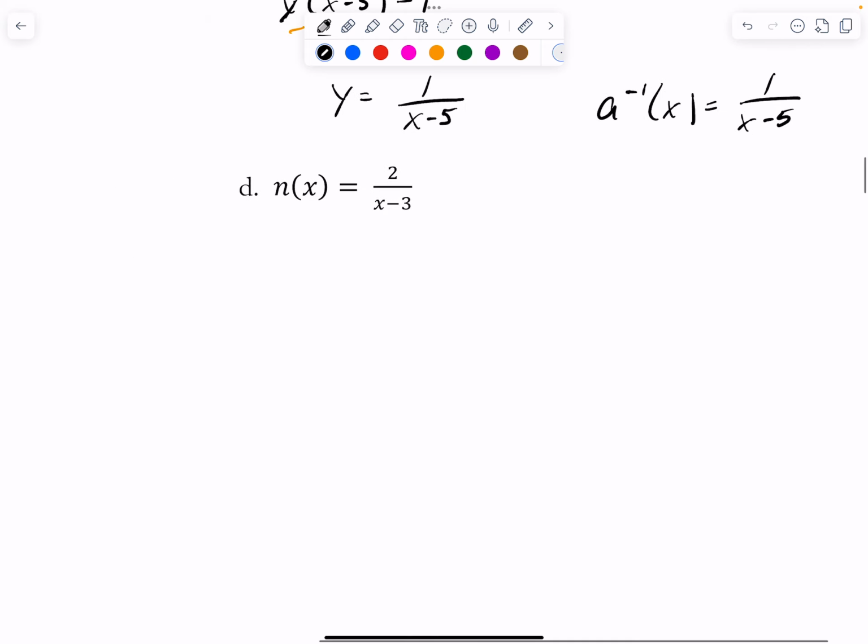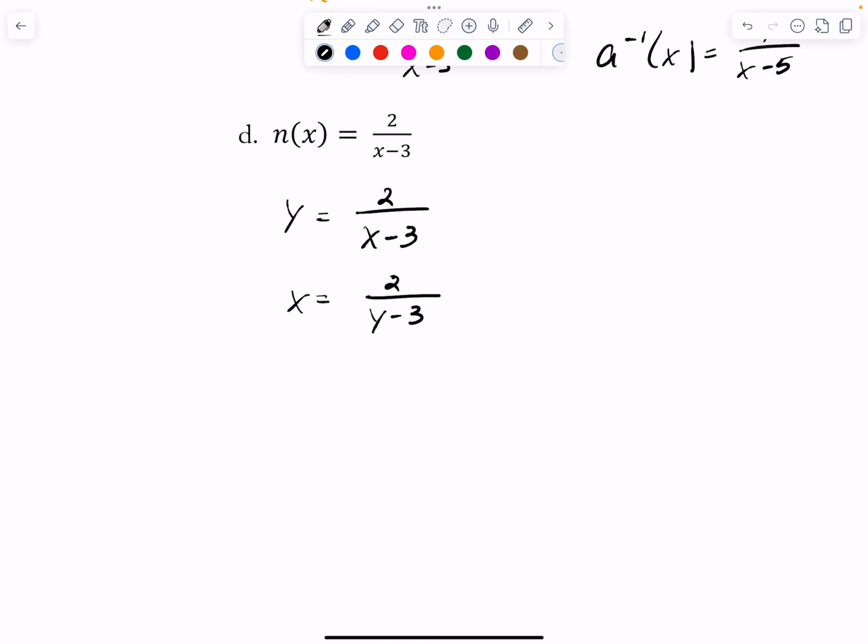Okay, let's try this next one, D. y equals 2 over x minus 3. Switch the x and y. x equals 2 over y minus 3. Just like I did in the one above it, I'm going to do the same thing. Show less work. I'm going to do it in my head. So I move the y minus 3 to the left side, and I move the x to the other side with division. So it's 2 over x.